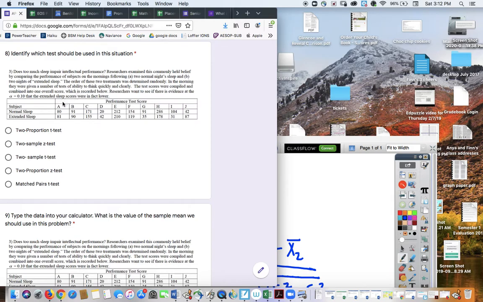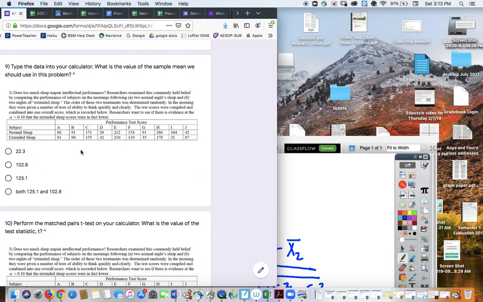When I'm looking at this, this is subject A, and subject A has 2 values. 2 treatments were applied to subject A, and those treatments were determined randomly. For subject B, we've got 2 values, 2 different treatments were applied to subject B. This is a classic matched pairs. When one person is given 2 treatments and it's randomly determined which one goes first, that's matched pairs. So this is a matched pairs t-test.